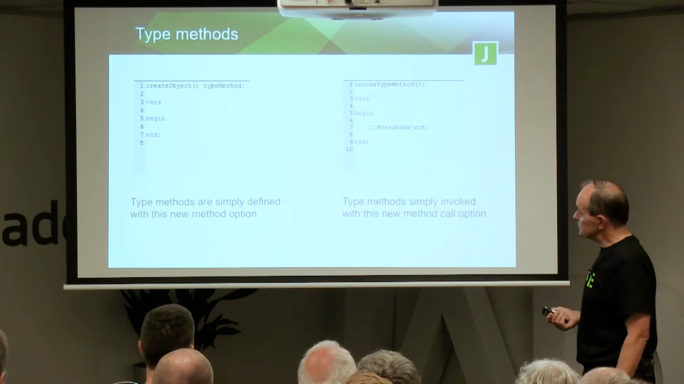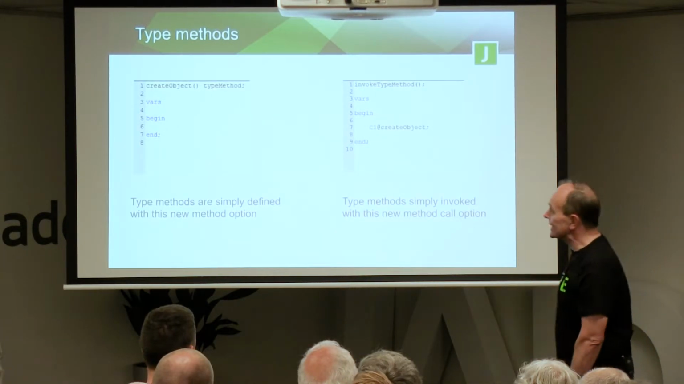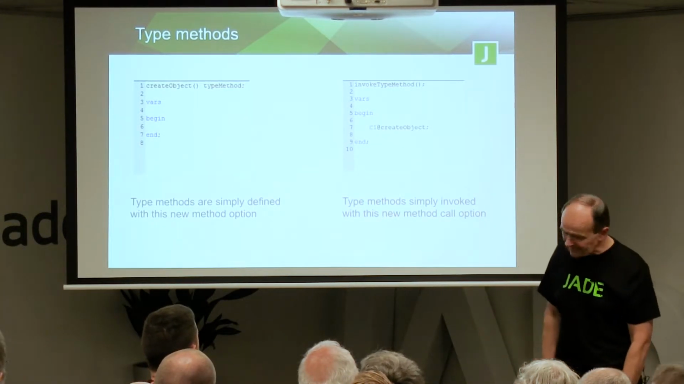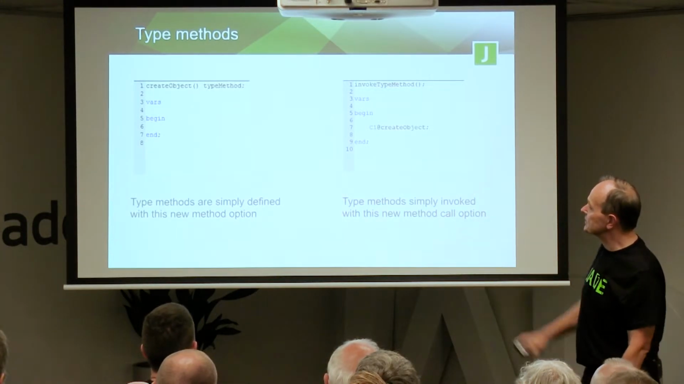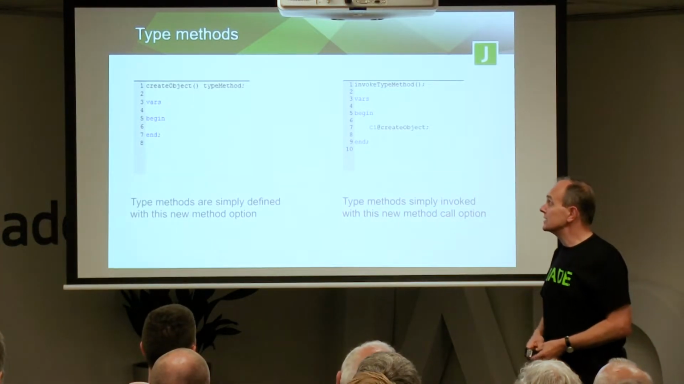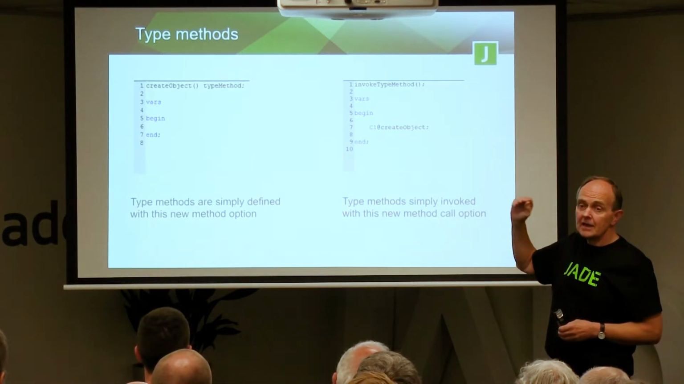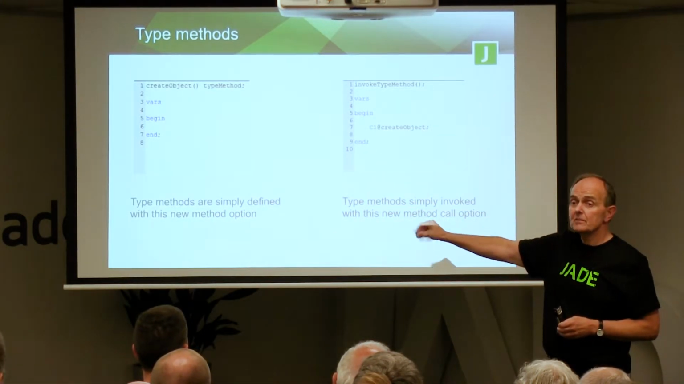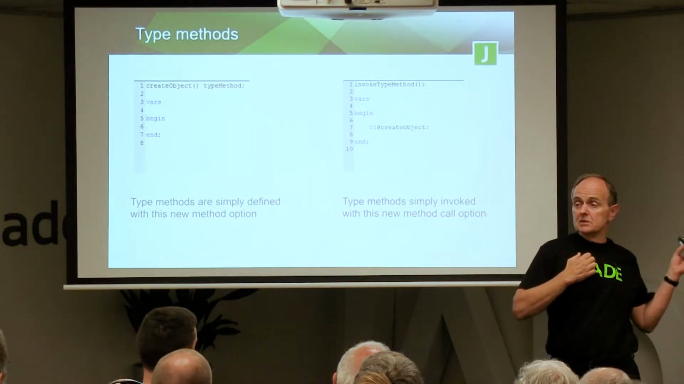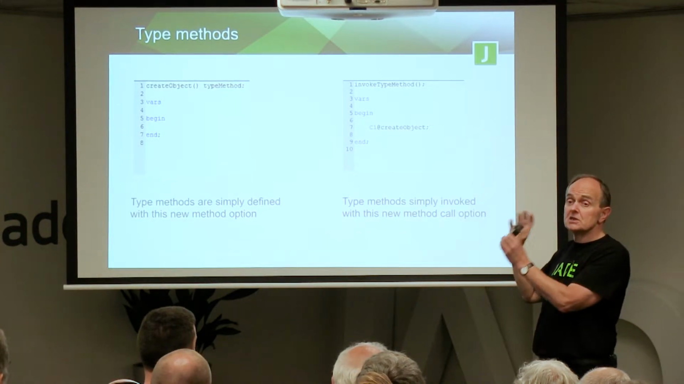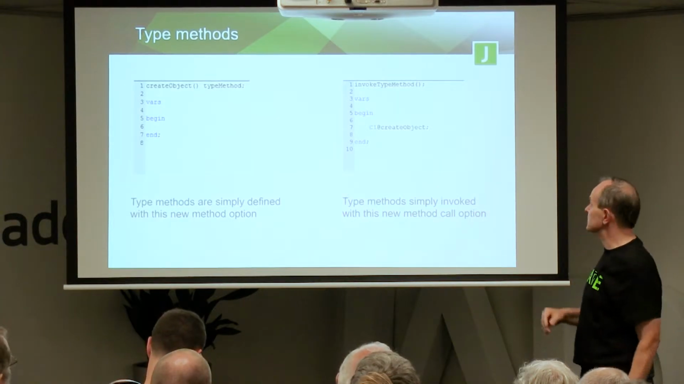Okay, so you can use this. Oh, sorry, I should explain how to use it. It's very simple. All we've got is another method option. So all you have to say is put type method in there when you're defining it, and that becomes a type method. In fact, when we show you the IDE a bit later on, you can see that you can look at just type methods if you want to, just the list of type methods.